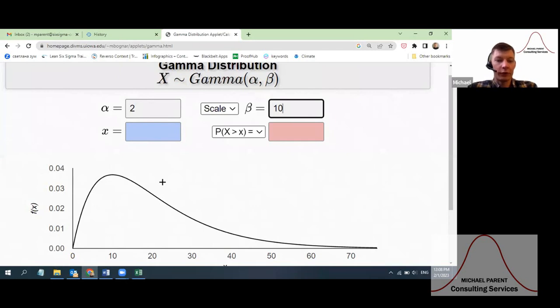In a subsequent video, what I'll do is I'll show how I use this to model operations in a Monte Carlo simulation for a call center environment.